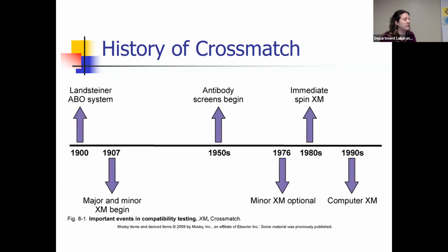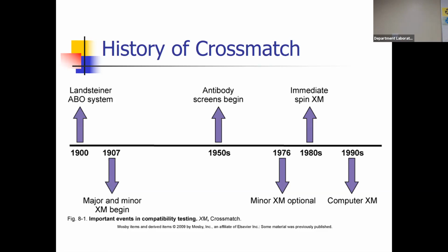All right, so just a little bit of the history. You guys remember that Landsteiner discovered the ABO system in 1900. It was actually not until about 7 years later, 1907, that the cross matches were discovered. And you have two different types of cross matches that we're going to talk about. One of these is no longer in use. You have the major cross match and the minor. And it was not until the 1950s that we started doing antibody screening, right? And then about the late 1970s is when the minor cross match no longer became required. I'm going to tell you what the minor cross match is. We do not do minor cross matches in blood bank anymore.